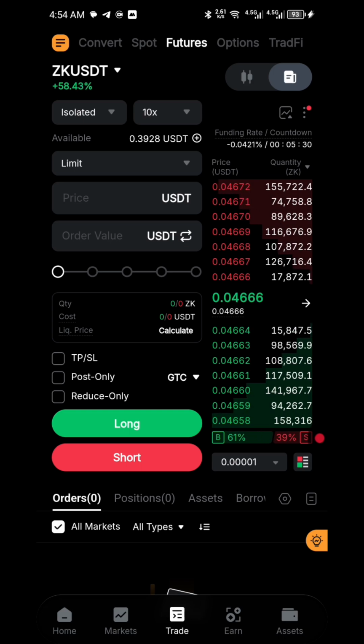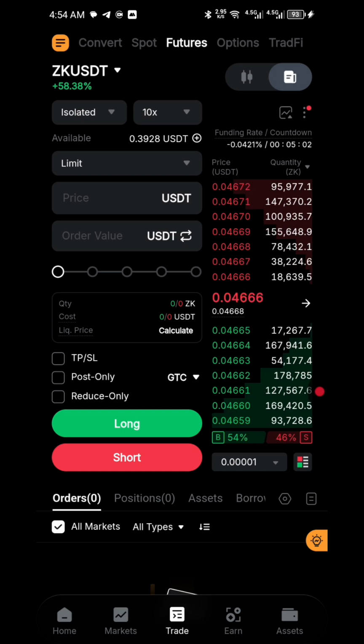So one thing you should stop doing for you to stay profitable is to stop over leveraging. Stop over leveraging. Calculate your take profit and the capital you have, and see how you can use a small leverage to actually consistently make profit.